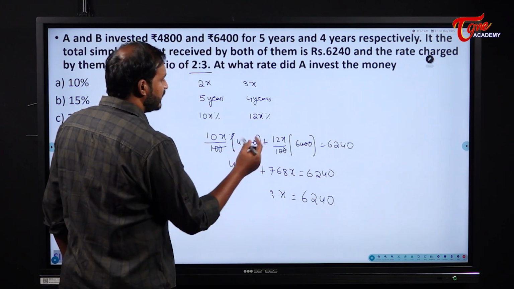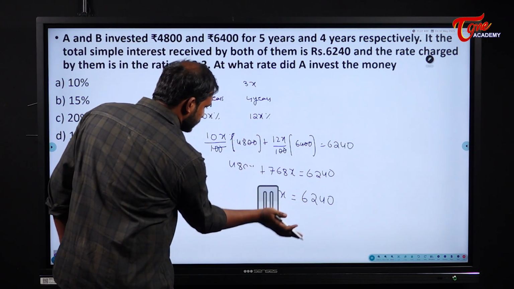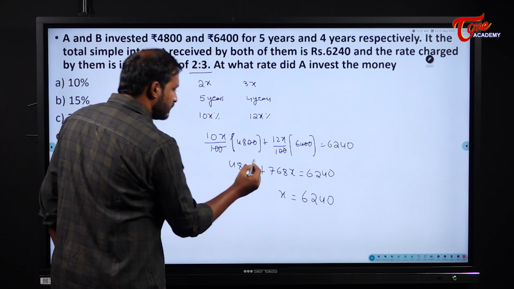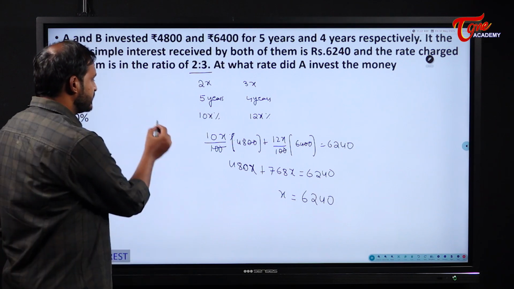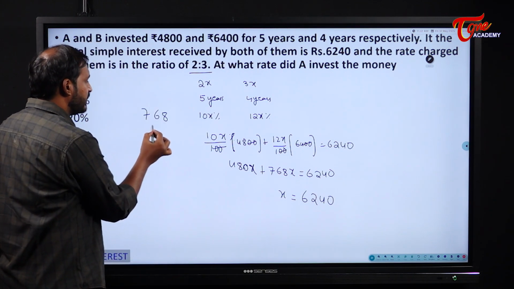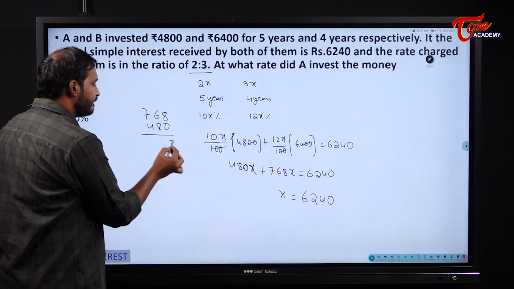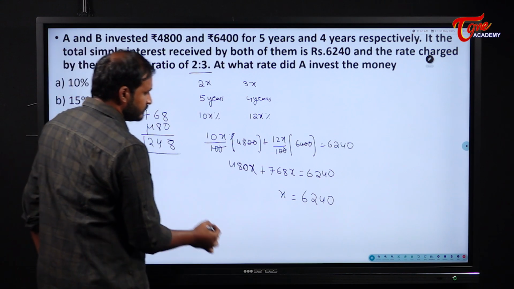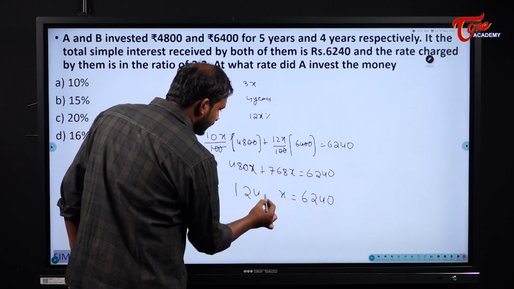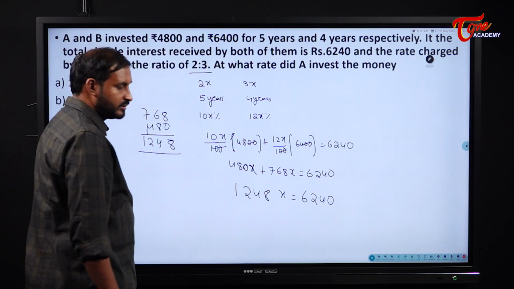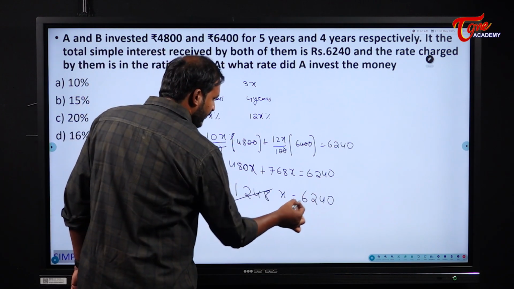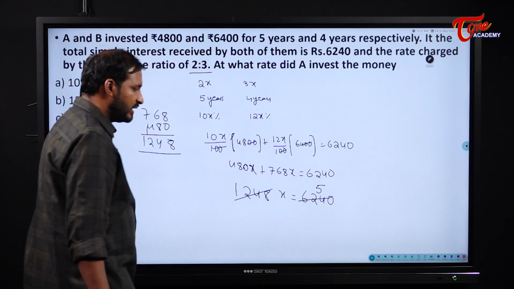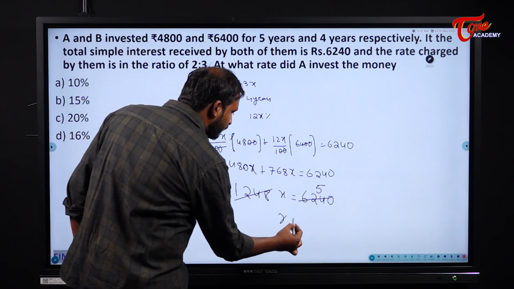At what rate did A invest the money? That is x. This much you will get. So 768 plus 480, what do you get here? 1248. 1248x is equal to 6240. So this will become 5 times. It becomes 5. So x is equal to 5, you got.